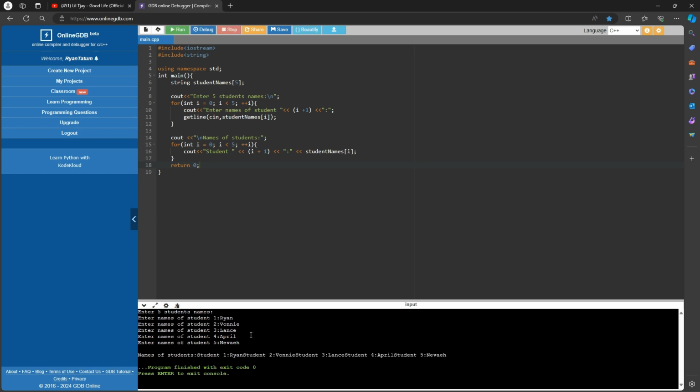So as you see, it also gives you a little list of the names, which is student 1, who was Ryan, student 2, who was Vonnie, student 3, who was Lance, student 4, who was April, and student 5, who was Nevaeh.